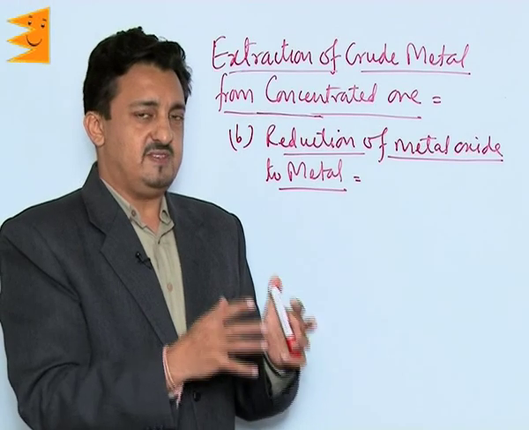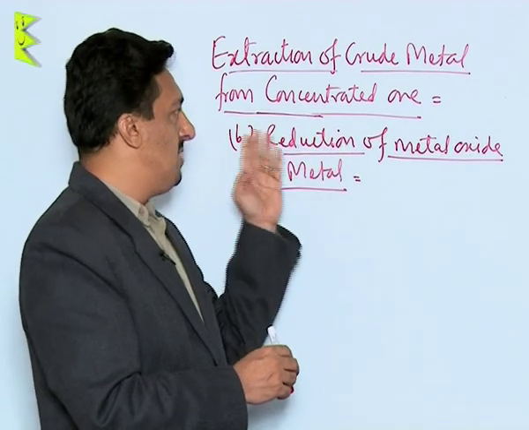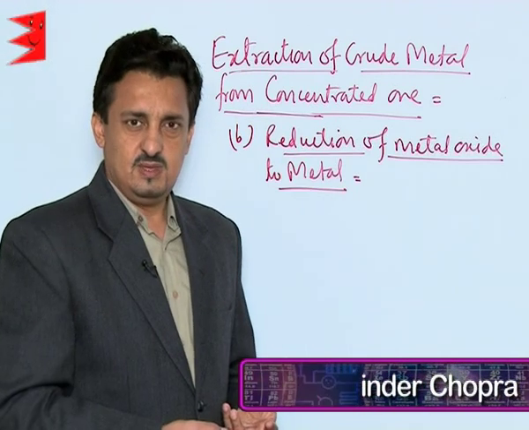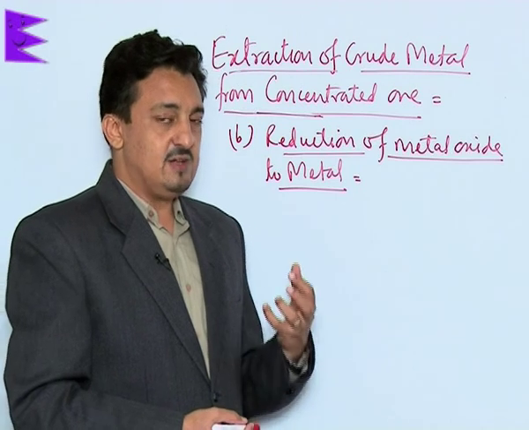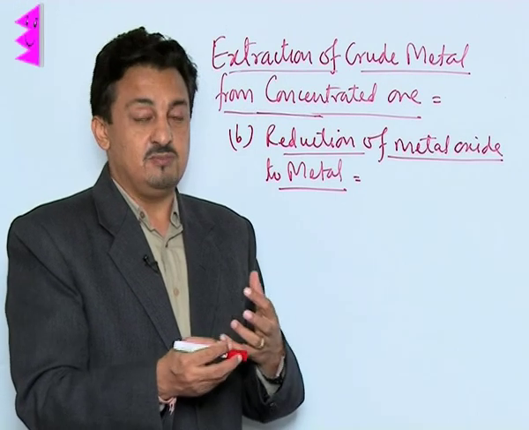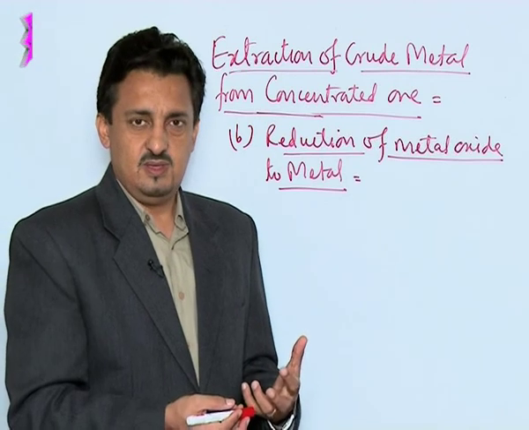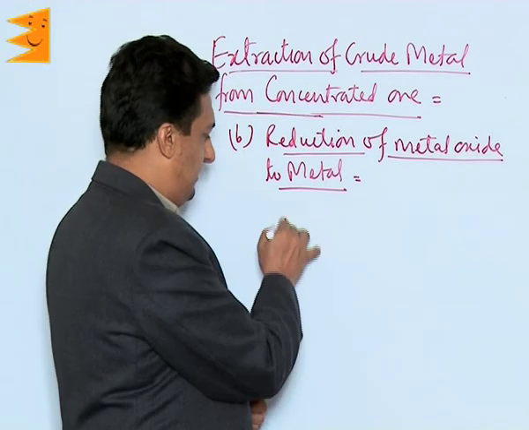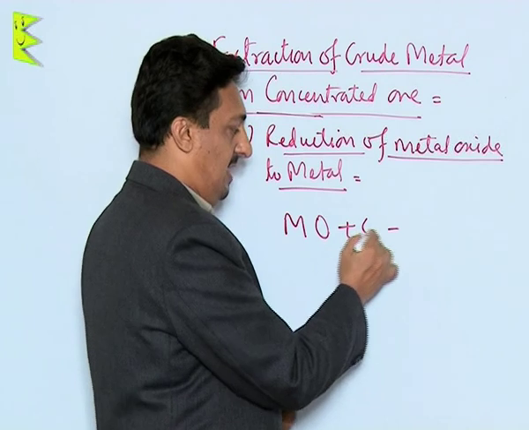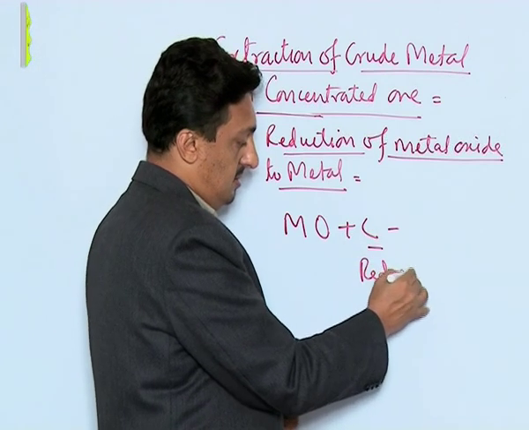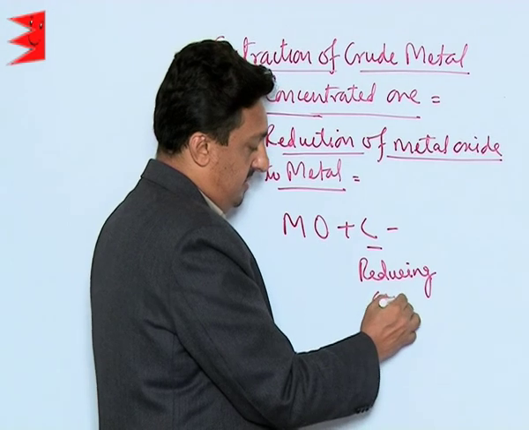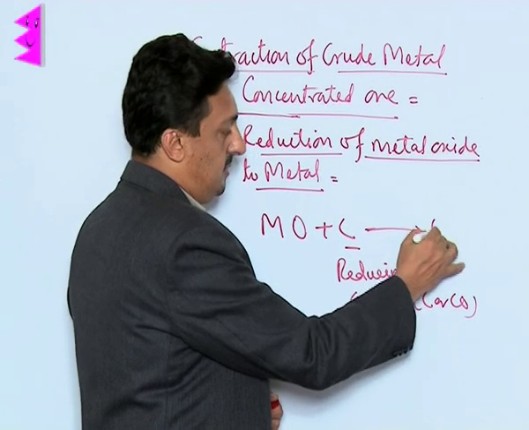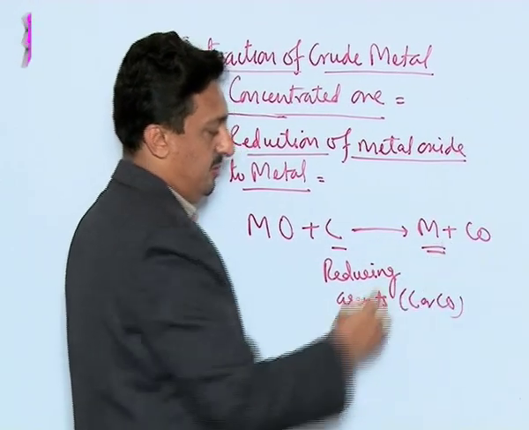The second step involved in the extraction of a crude metal from the concentrated ore is the reduction of the metal oxide to the crude metal. In this, the metal oxide is heated along with a special reducing agent, which reduces it to the crude metal. The metal oxide MO, when heated with reducing agents like coke or carbon monoxide, gives the crude metal and carbon monoxide.